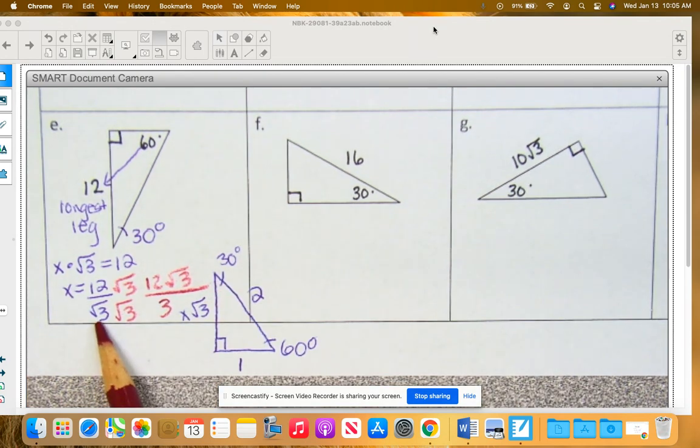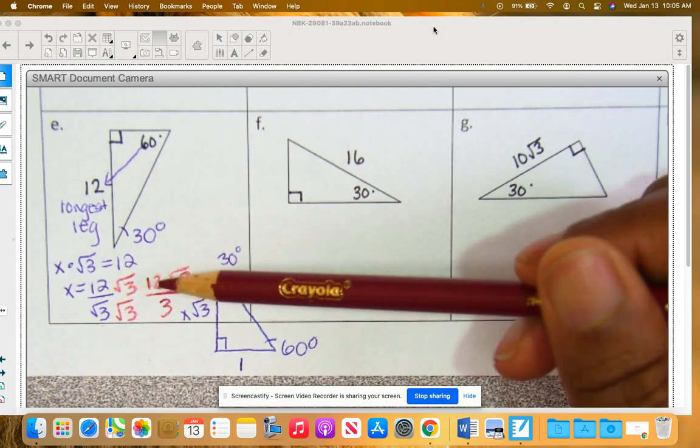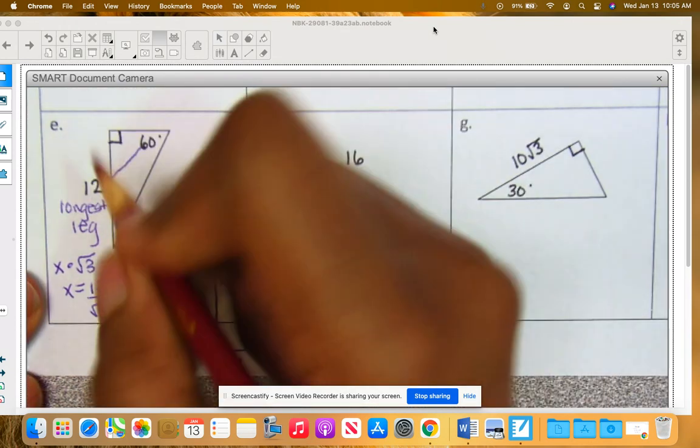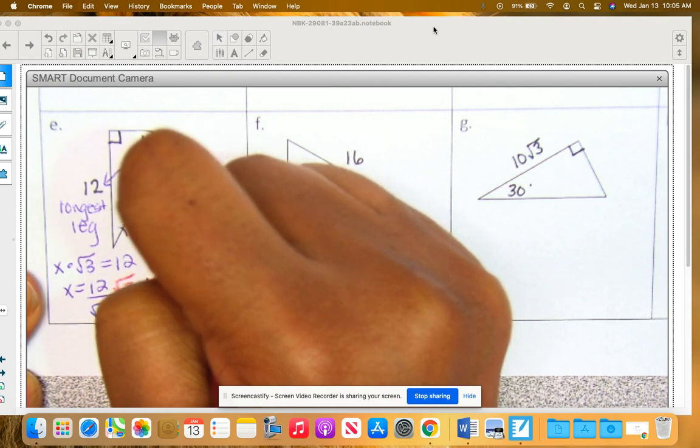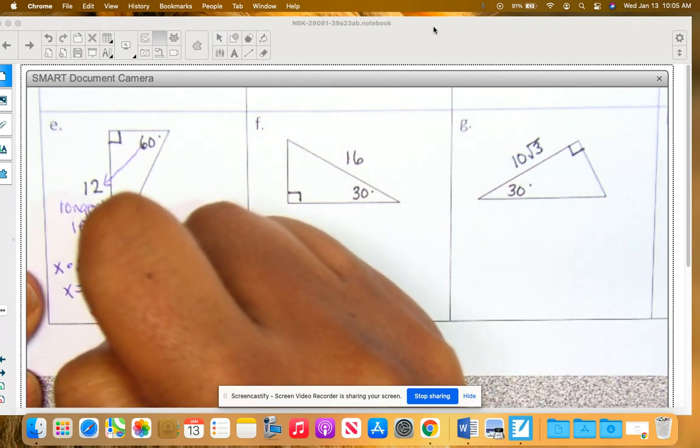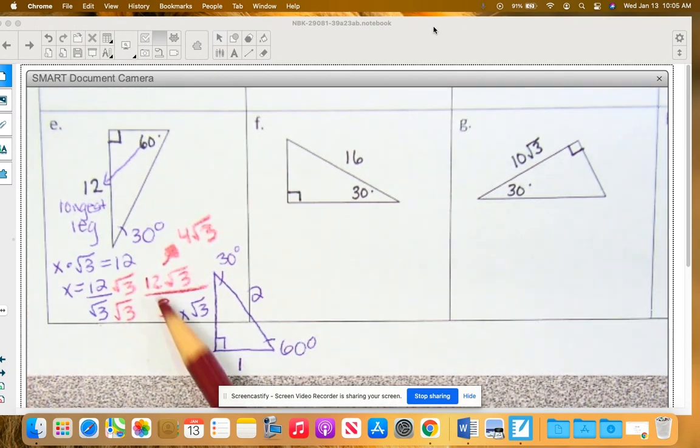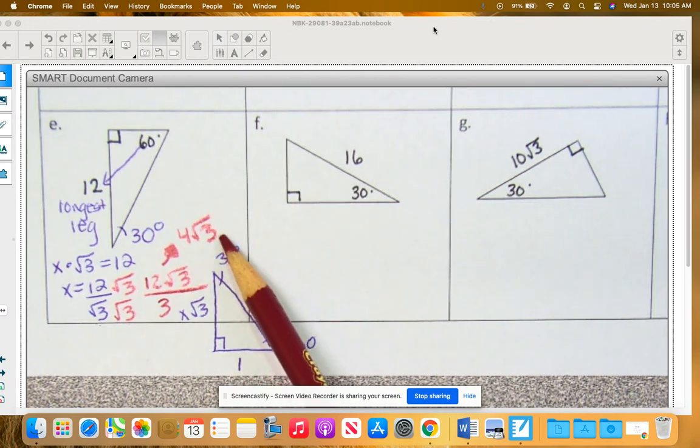Again, the square root of 3 times the square root of 3, your square roots cancel, and you're left with the number 3. And 12 divided by 3 gives me 4. So this is 4 square root of 3. So 12 divided by 3 gives me 4 square roots of 3.